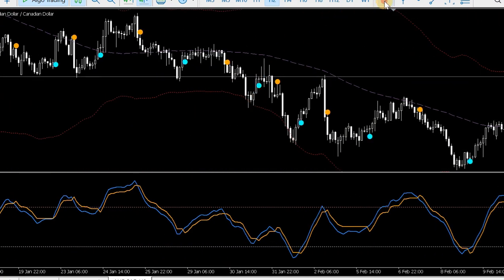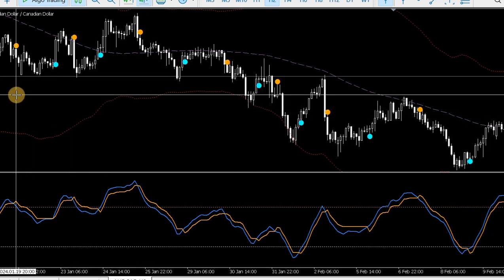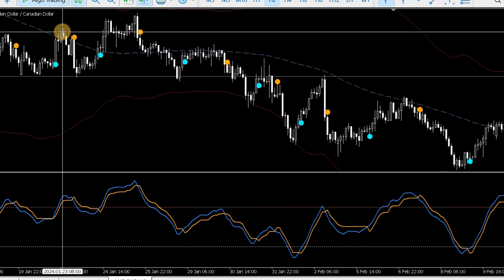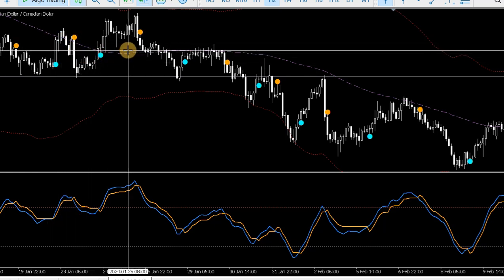2-hour chart, same pair. Not something I'd probably trade. Let's have a look. Not valid. Valid buy. Went above the 0 level. Close half. Put your stop in place. Not a valid sell. Not a valid buy.